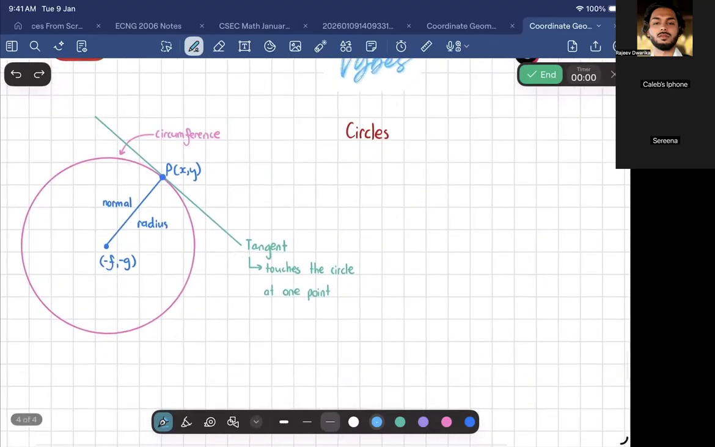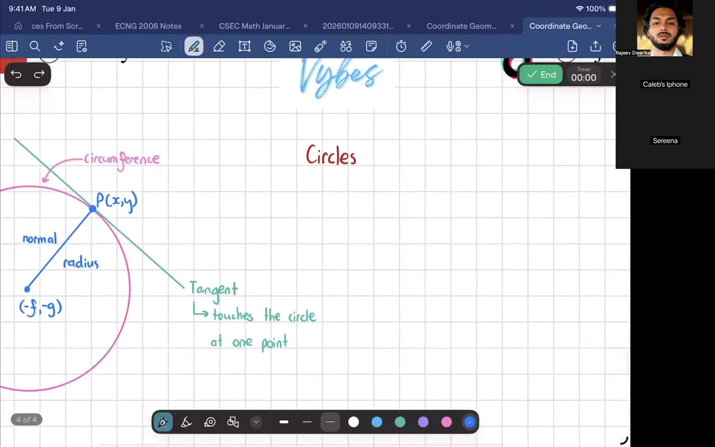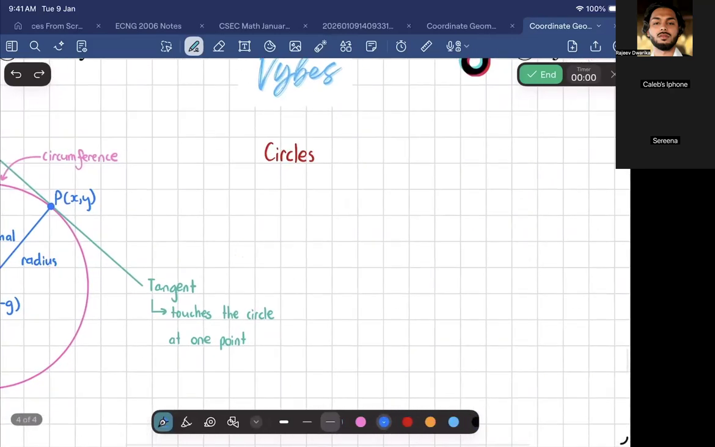So let's review the main forms for a circle. Let's look at the equations for a circle. You know how you have equations for lines? Well, you have equations for circles. Right, so we're starting off with the general form of a circle.